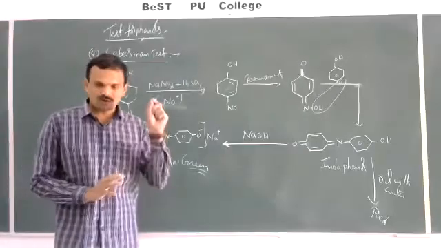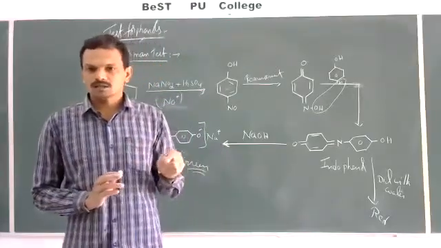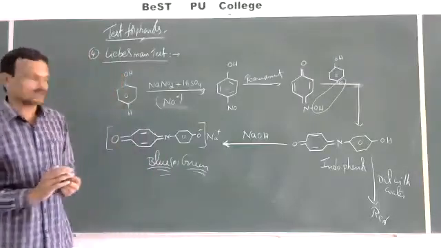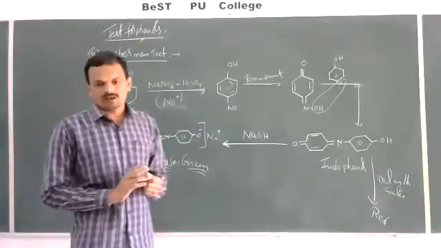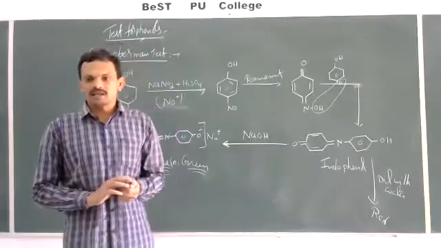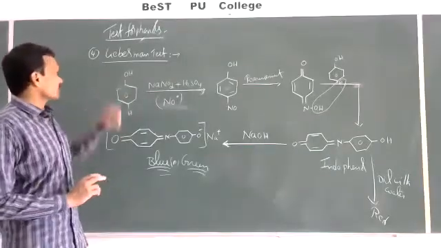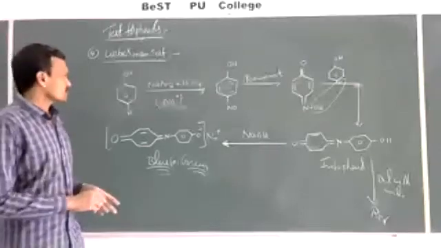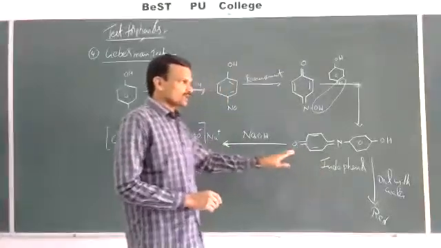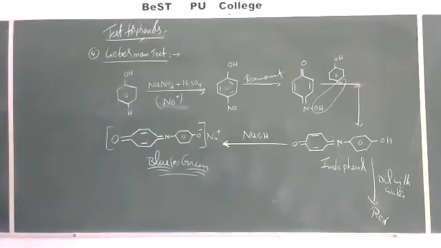See once, with neutral ferric chloride, phenols give violet color. With bromine water, they give a white precipitate of symmetrical tribromophenol. In the phthalein dye test, phenol plus phthalic anhydride plus H2SO4 gives the phenolphthalein indicator, and that phenolphthalein gives a pink color with NaOH solution. And the 4th one is Liebermann's test: reaction with NaNO2 and H2SO4 gives indophenol, which in alkaline medium gives either blue color or green color. So this is regarding tests for phenols.